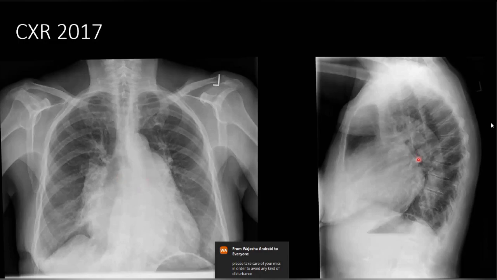Where is the retrocardiac opacity on the lateral radiograph? Yes, sir, it is in the posterior. And what is it? So it's a dilated left atrium. Yes. So what are the causes? Mitral stenosis and the mitral valve diseases mostly. So that's the radiograph in 2019.